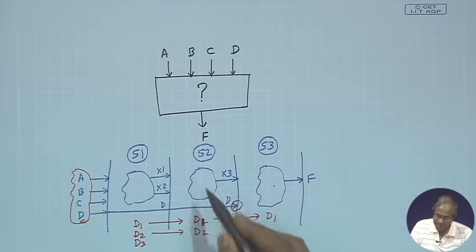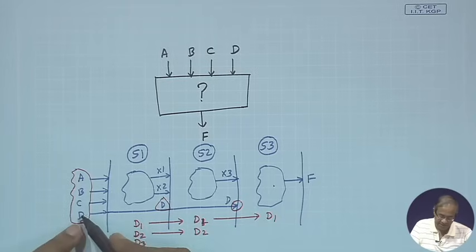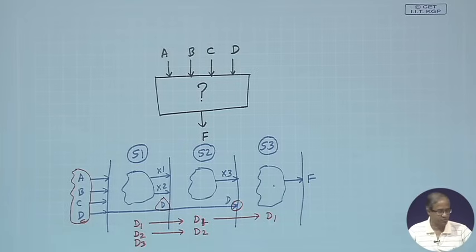In the meantime, S2 is calculating for D2. So, whatever D is stored here, this is the D value for D2, and whatever D is coming, that is the D for D3. Okay? So, this is how it goes on.